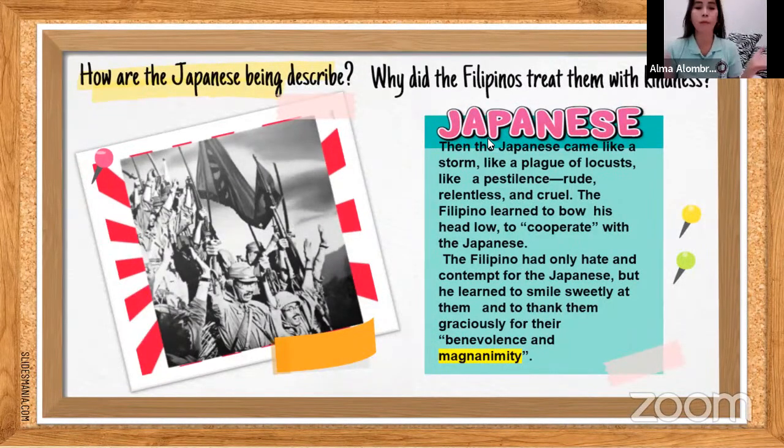Okay, thank you. Now we talk about one of the conquerors of the Filipinos, the Japanese. How are the Japanese being described? Based on the excerpt, how are they being described?